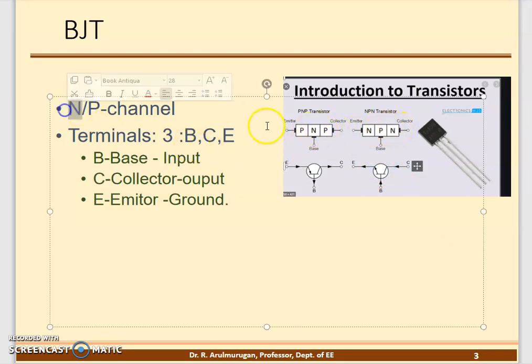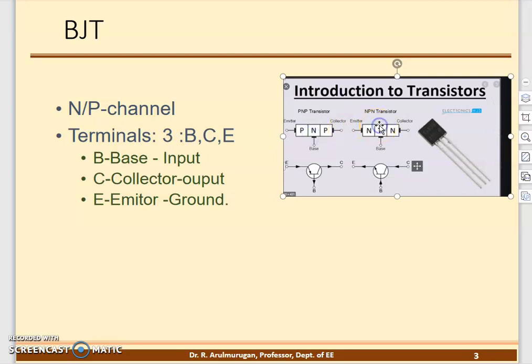So what is the N channel and what is the P channel? Now you are going to see this is an N channel transistor, and this is a P channel transistor.